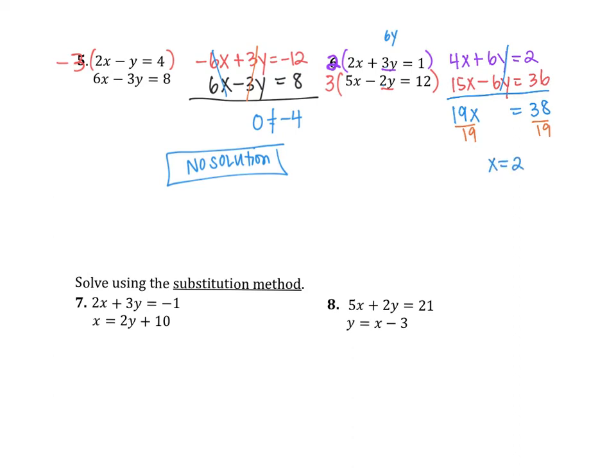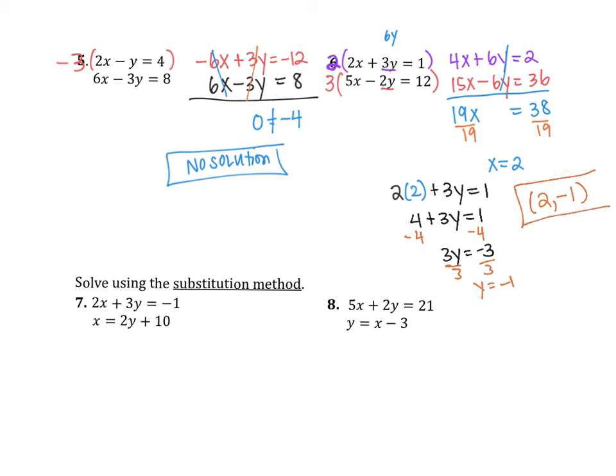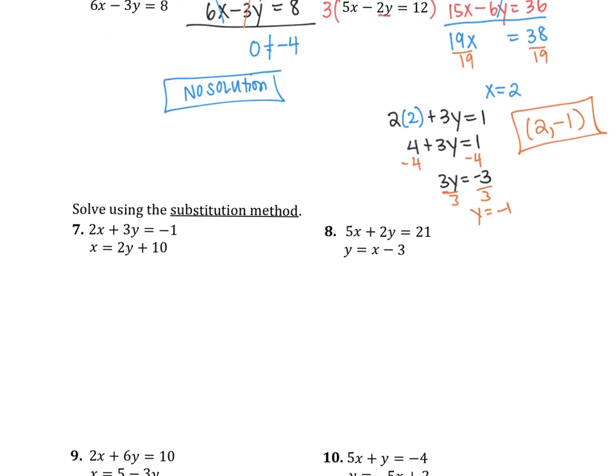Since I got an answer, I need to plug it back into one of the equations to find the y value. I'm going to use the first one. So 2 times x, what's x? X is 2. Plus 3y equals 1. Okay, I get y equals negative 1, so my ordered pair is 2 comma negative 1. That's our elimination practice. That's as bad as it's going to get.